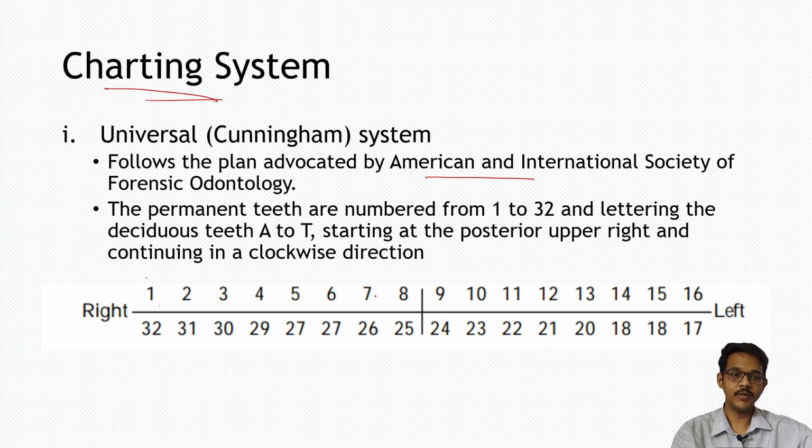Here each tooth is numbered. For example, number 8 is the incisor of the upper right, and 9 is the upper left incisor. Then there are two incisors, then the canine, then the first and second premolars, then the first, second, and third molars. So each tooth is numbered. If number 29 is present, that indicates the second premolar of the lower right. Instead of writing this out, they made a numbering system. So if just 29 is mentioned in the universal system, that indicates the second premolar of the lower right region. This is one form of charting system.